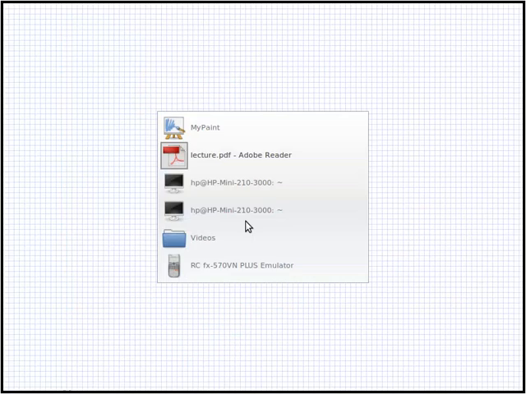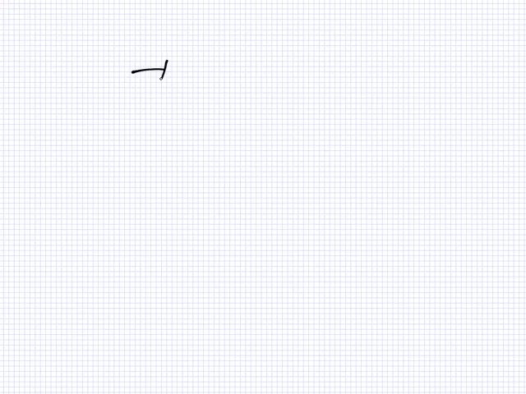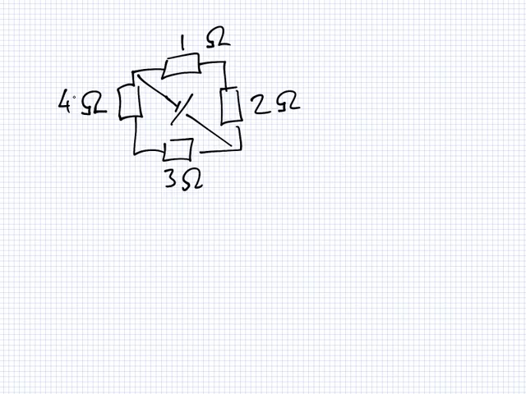Let's draw this. So we have a resistor, 1 ohm, a resistor, and here a cell. And this is 1 ohm, 2 ohms, 3 ohms, and 4 ohms. This diagram is a bit complicated. We need to simplify it.